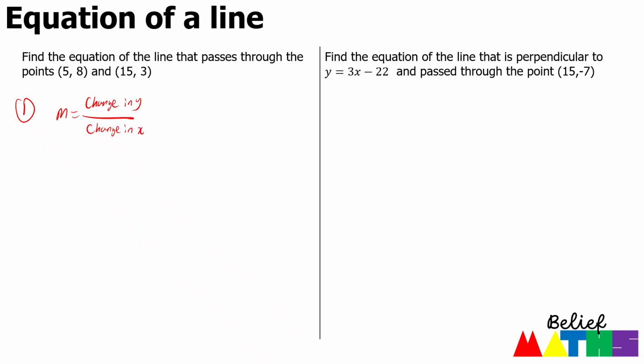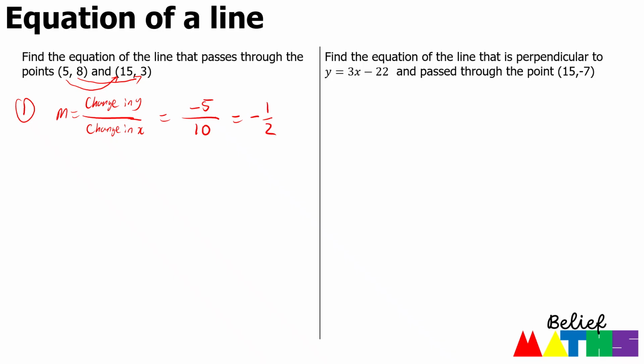So what have I added or subtracted? To get from 8 to 3, I've taken away 5. And to get from 5 to 15, I've added 10. So therefore that's minus a half. And again, your calculator will simplify that for you.